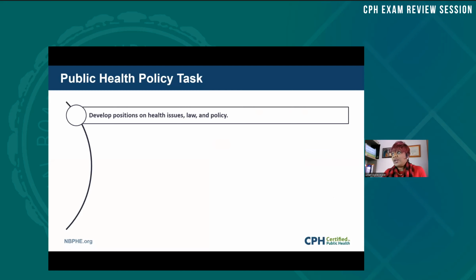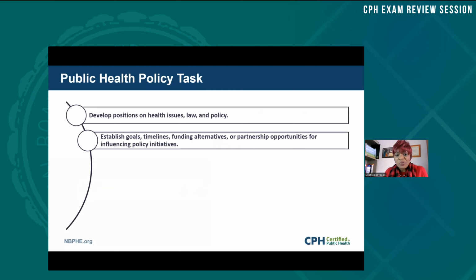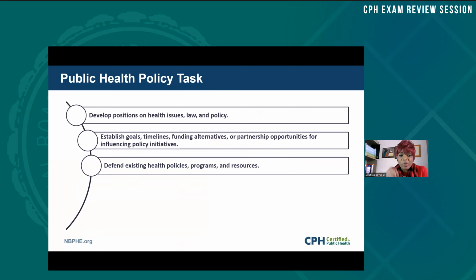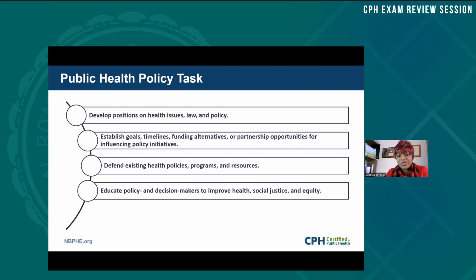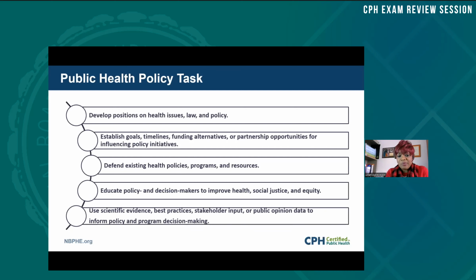So develop positions on health issues, laws, and policies. You want to establish goals and timelines, funding alternatives, partnership opportunities for influencing policy initiatives. You want to defend existing health policies, programs, and resources. You want to really educate policy and decision makers on how to improve health, social justice, and equity. You want to use scientific evidence, best practices, stakeholder input, and public opinion data to inform policy and program decision making. And we're going to go into this in detail.